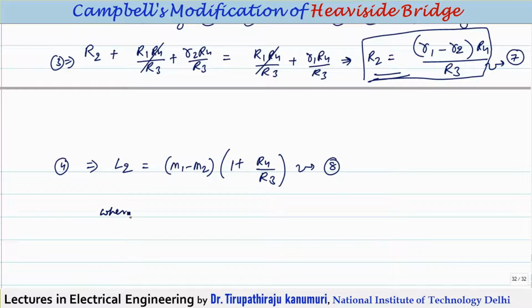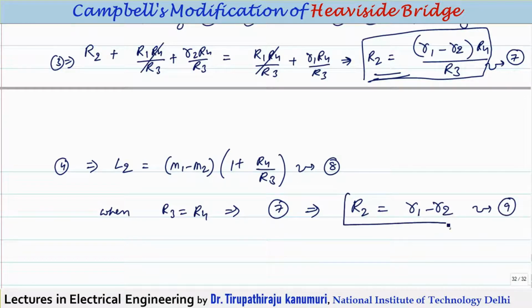When the value of R3 is equal to R4, then equation number 7 becomes R2, that means the unknown value of the resistance, will be equal to R1 minus R2, because R4 is equal to R3, that will cancel. Let us take it as equation number 9. So we got the equation for R2 as R1 minus R2. That means when you open the switch and do the balance, whatever resistance is coming, and when you close the switch, whatever resistance is coming at balance, that is what we need. Remaining things are not required for us.